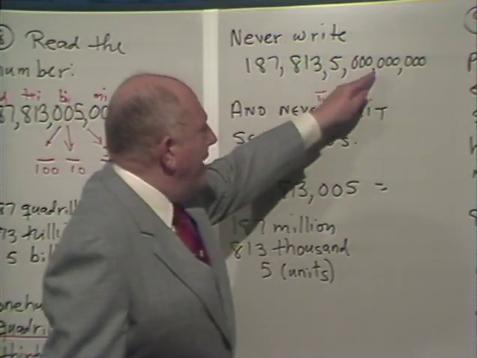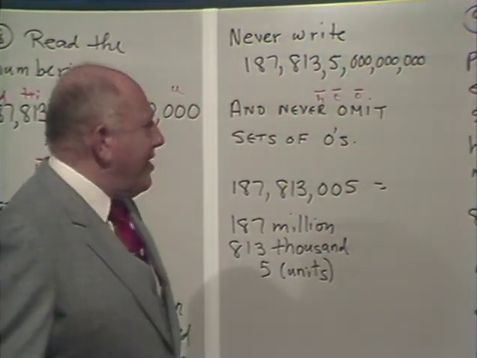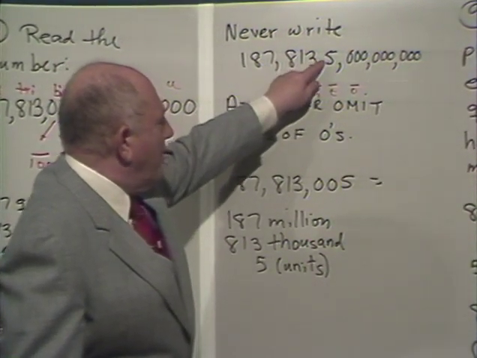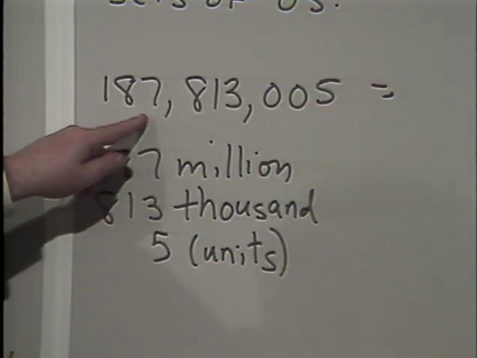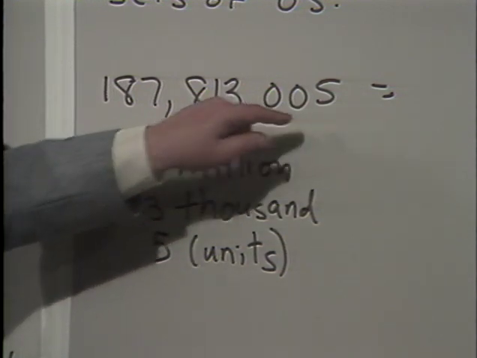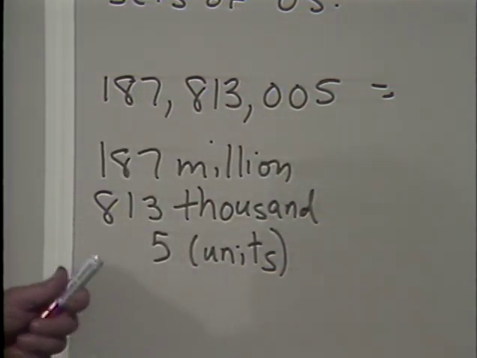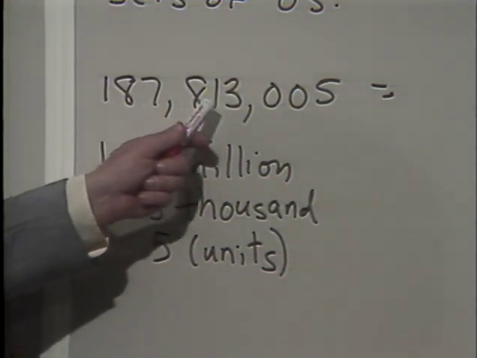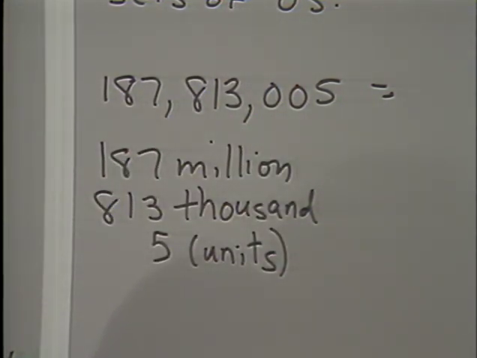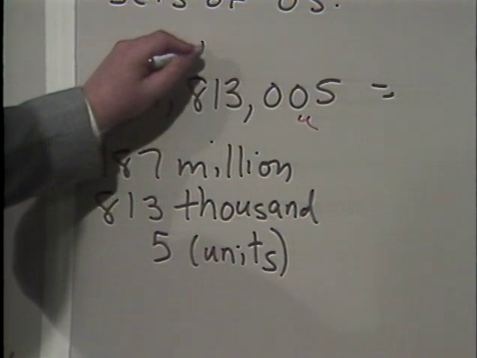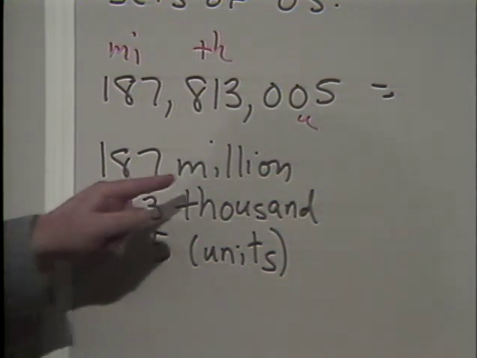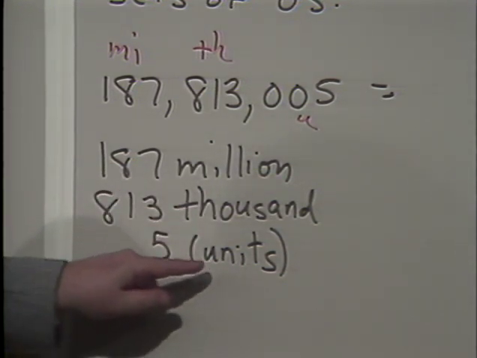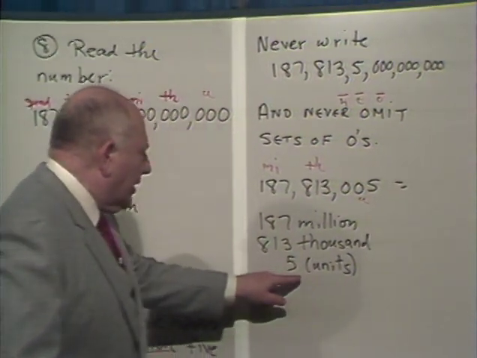And secondly, I never omit sets of zeros. Suppose I said, well, we don't need these zeros over here. Let's just get rid of them. So we write down 187 here, 813 here, and 5 here, but we leave out the rest of the zeros. Look what's happened now. The 187, the 813, and the 5 are still the same old adjectives they always were. But this has become the units, this is now the thousands, this is the millions. So now the number is what? 187,813,005 units.